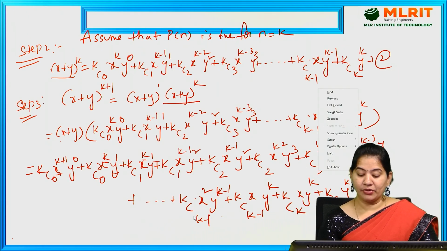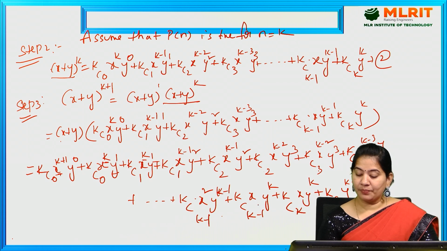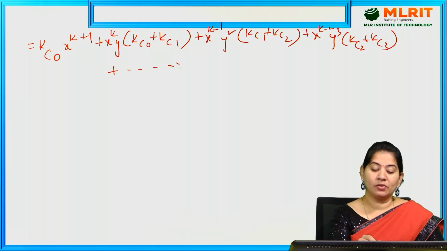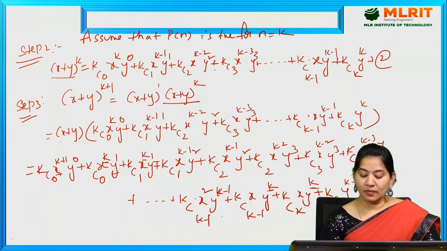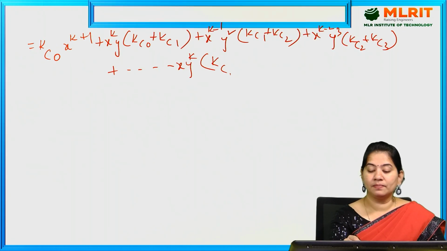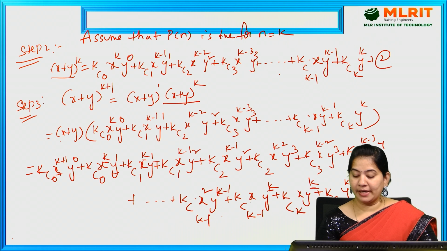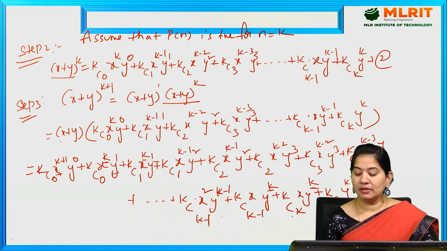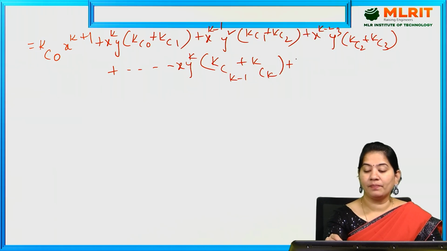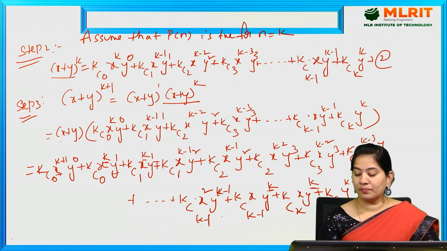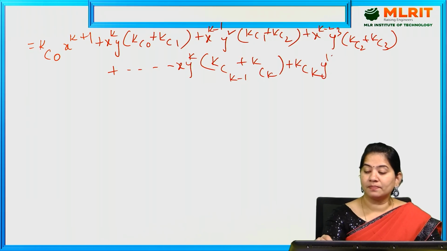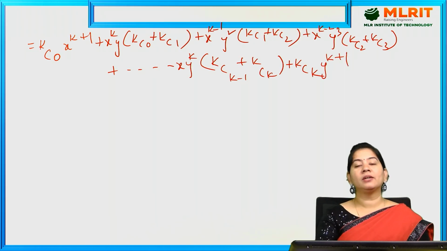So like this if you observe here. So next here, if you observe, x into y power k. So here x into y power k, if you take common, you will get kc k minus 1 plus kc k, plus kc k y power k plus 1. So this is the term you will get here.